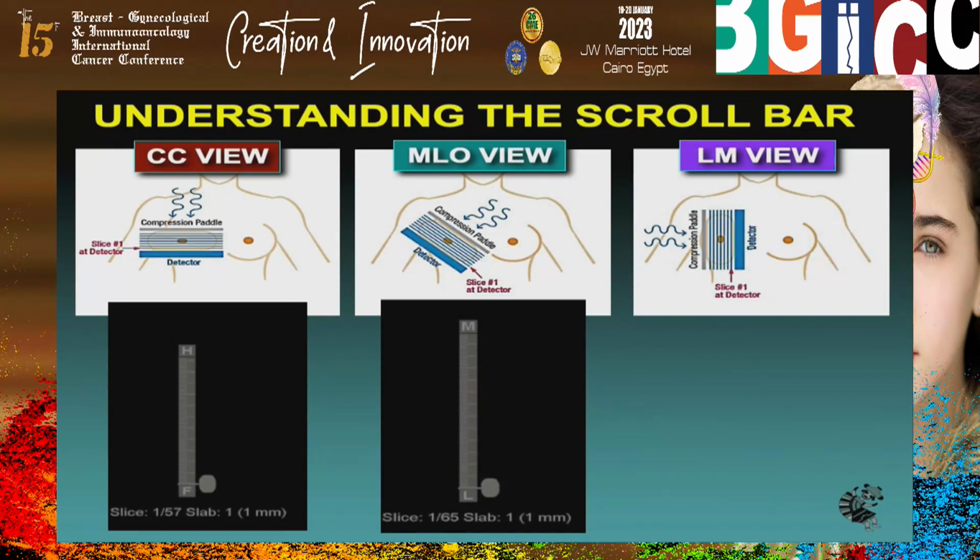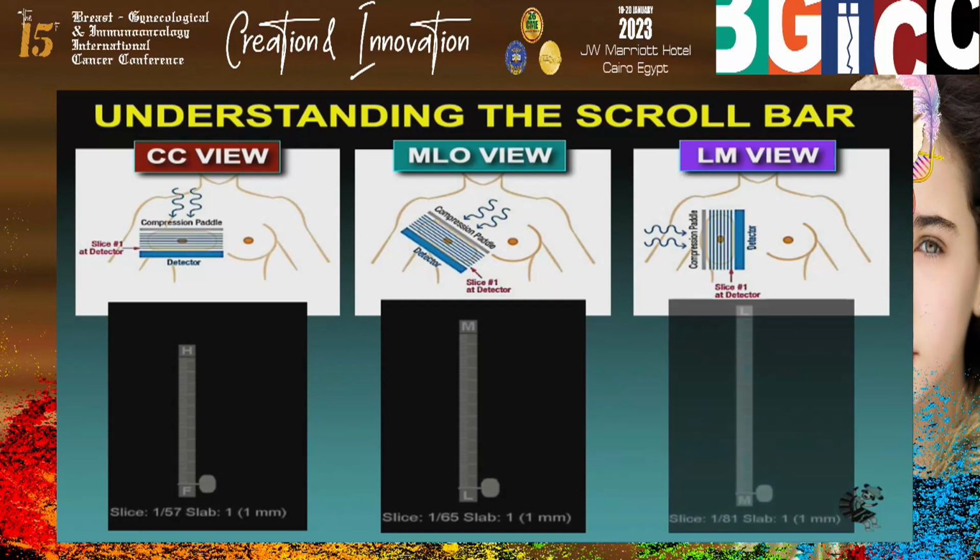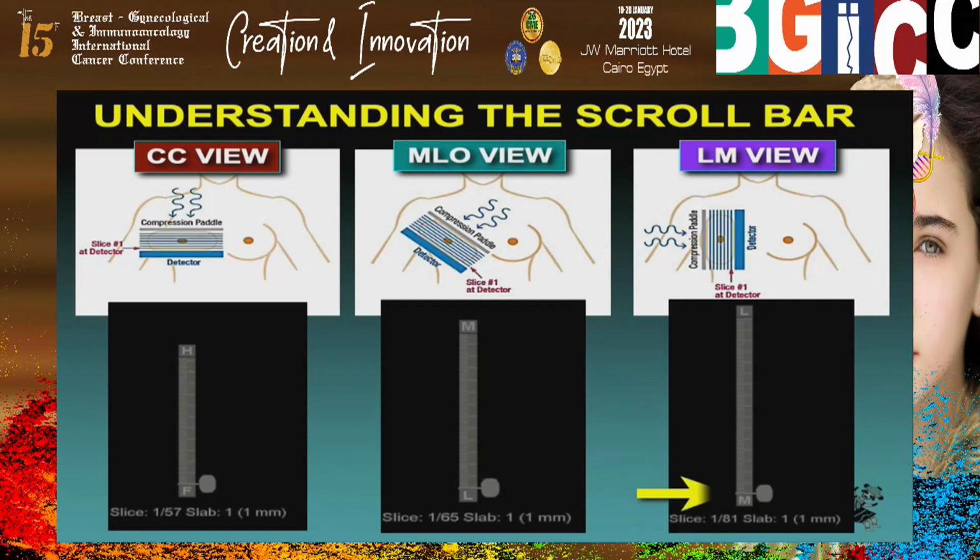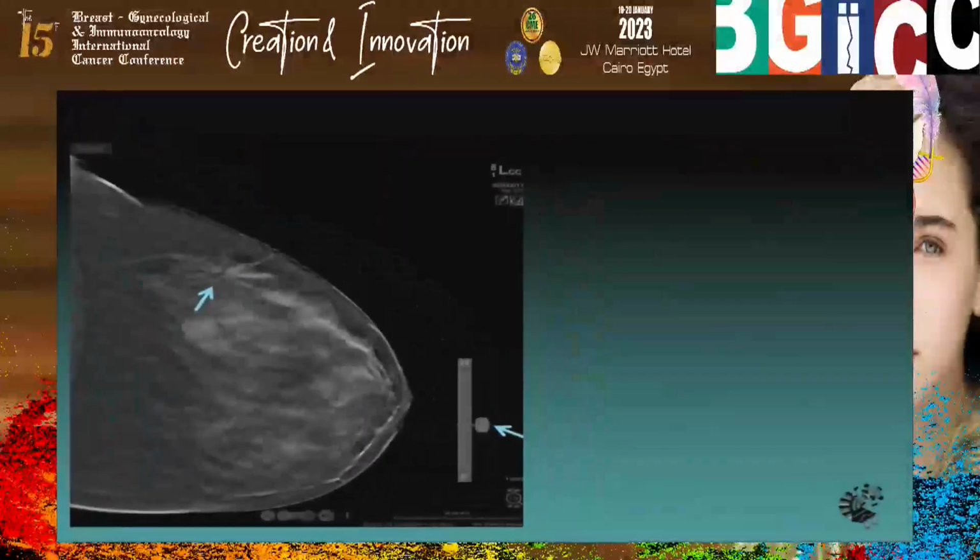Now, if you're looking at 90-degree views, like the lateral medial view, then the detector is on the other side, so it's on the medial side. So slice number 1 is where the detector is. That's the medial slice, so medial side. And so therefore, that's where the detector is. That's where slice number 1 is in the 90-degree lateral medial view.